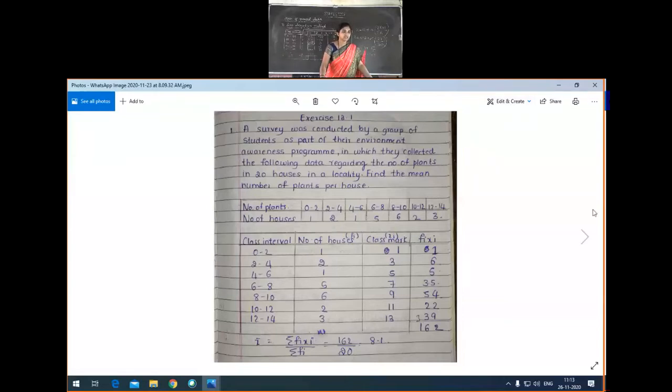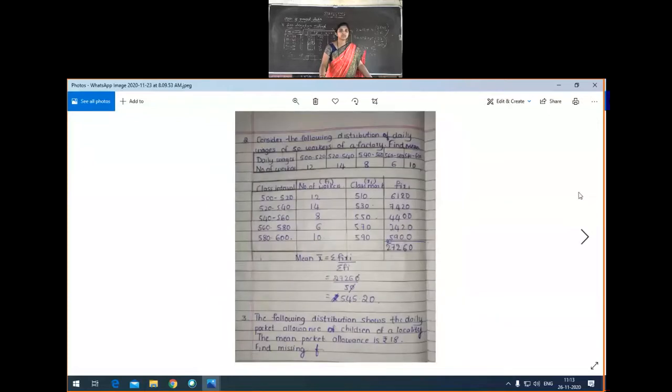Next, the second question. Consider the following distribution of daily wages of 50 workers of a factory. Find the mean. Again, the same type of problem. You have to write the class interval, the frequency, and find the class mark. Then you have to add fi xi properly, otherwise you will get a different mean. Then substitute the values in the mean formula. The answer is 545.20. I think everyone got the same answer. So this is about the second question.